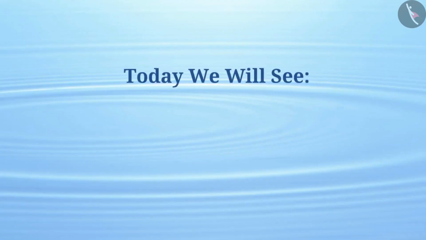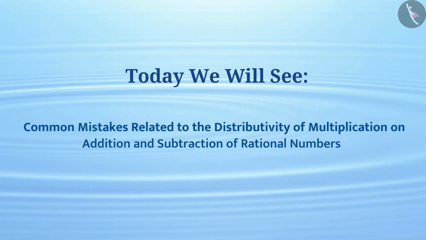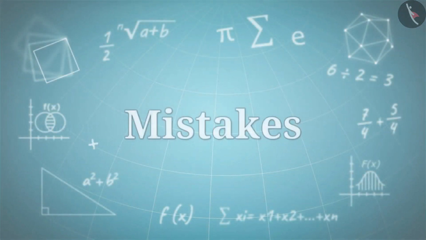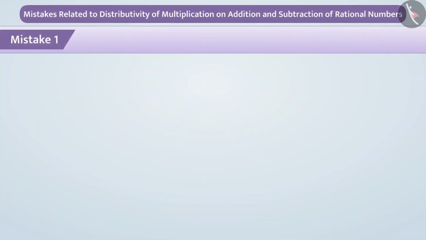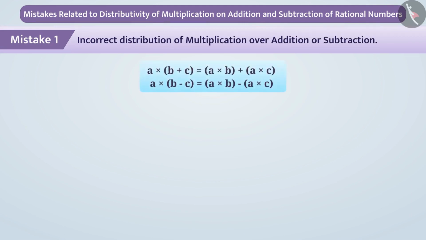Today we will see some common mistakes related to distributivity of multiplication on addition and subtraction of rational numbers. Mistake 1. Incorrect distribution of multiplication over addition or subtraction. Some children often make mistakes while distributing multiplication over addition or subtraction. This is more commonly seen in algebra.